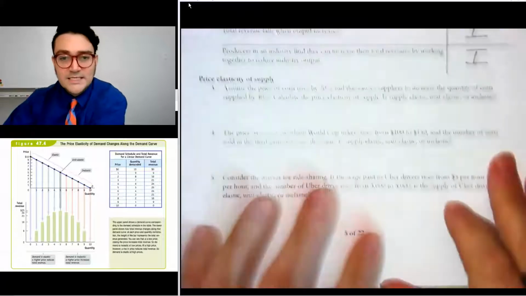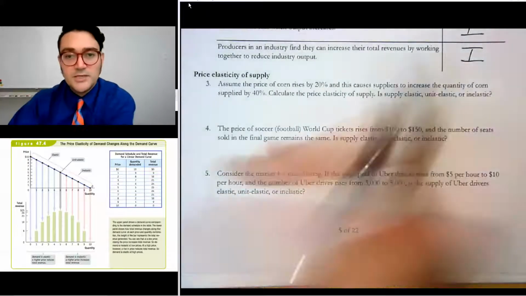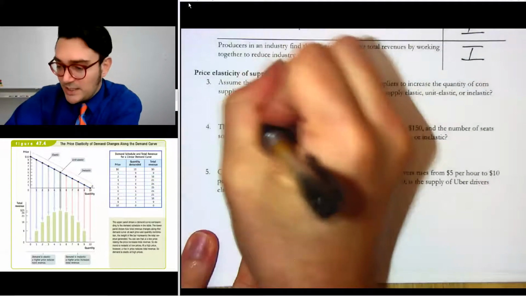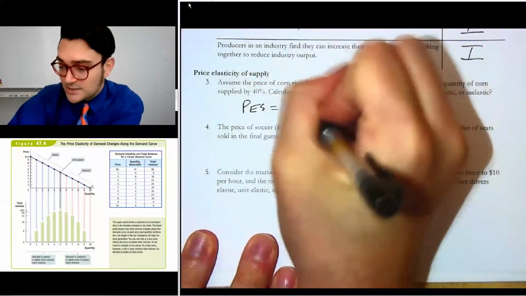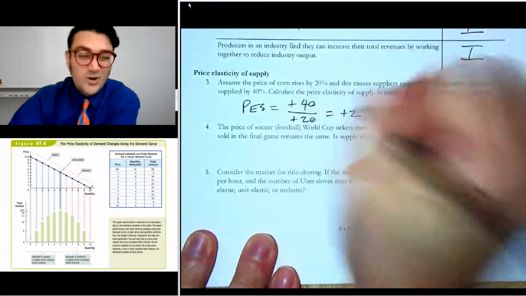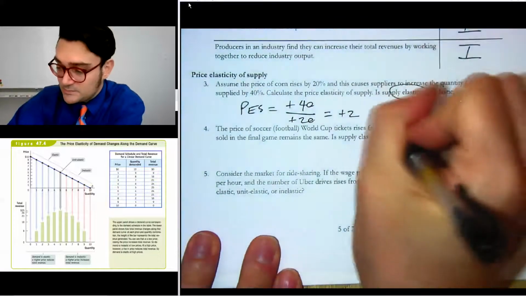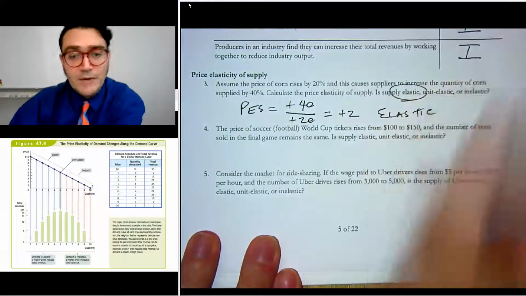Okay, price elasticity of supply. Assume the price of corn goes up 20, quantity supplied goes up 40. So we would say PES is equal to positive 40 over positive 20. So that's positive 2. They're all going to be positive. And so that would be elastic because it's greater than 1.